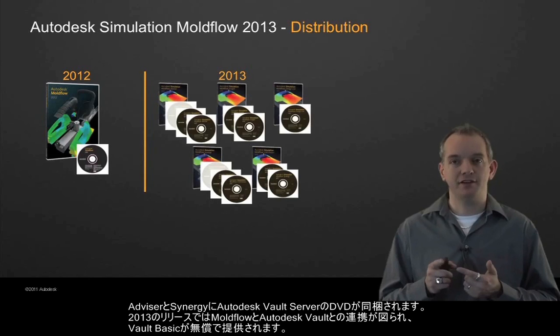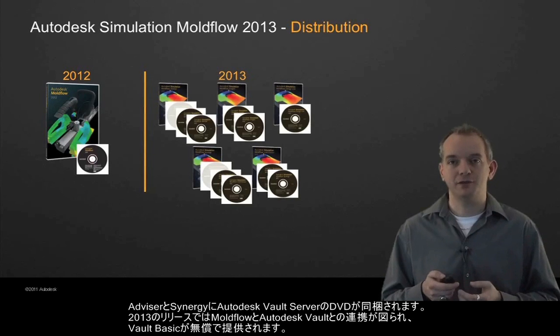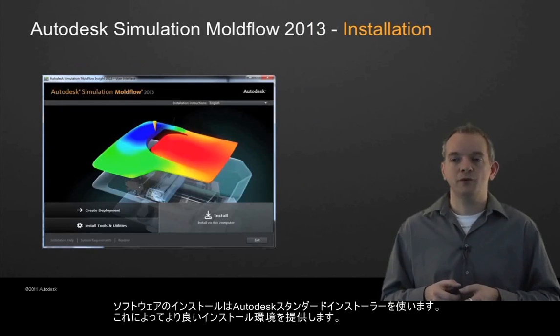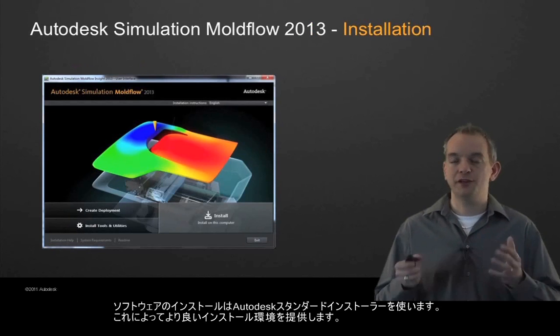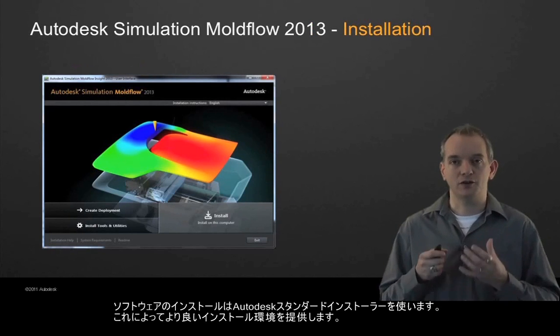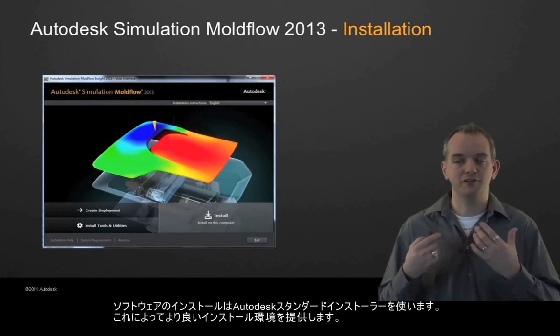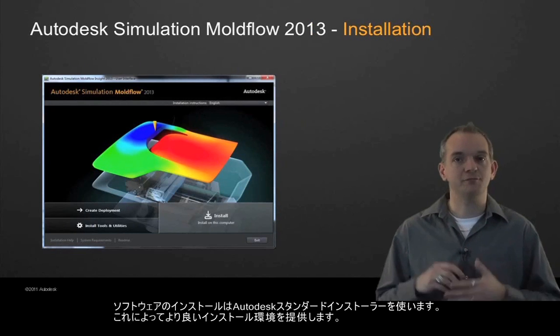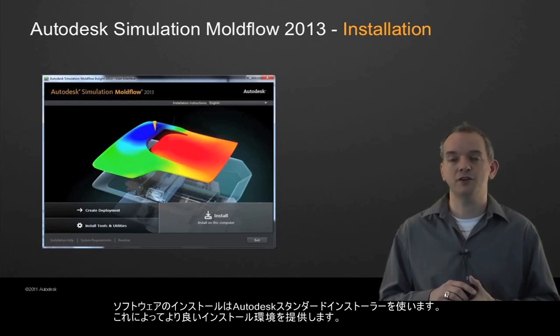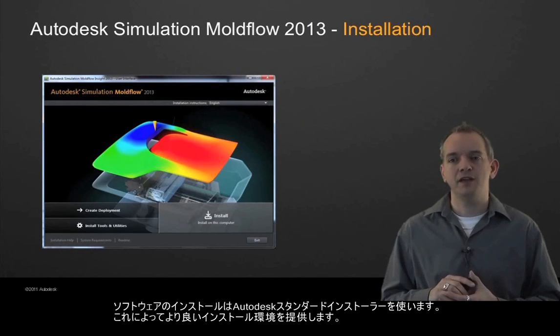The Advisor and Inside products also have an extra DVD for Autodesk Vault Server. This is a new capability we added to the 2013 release that is now available for you for free. We also changed the way we install the software. We are now using the standard Autodesk installer. This gives a much better installation experience, particularly if you have multiple products you want to install. You can do that at the same time.